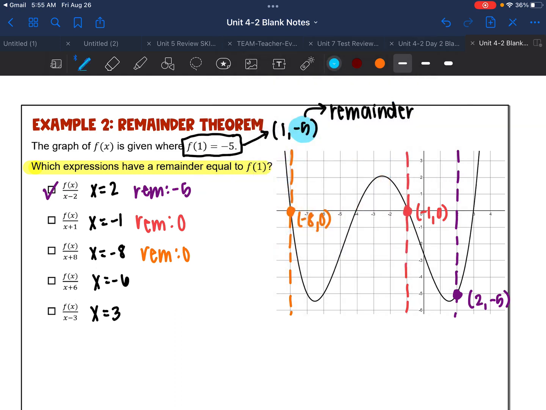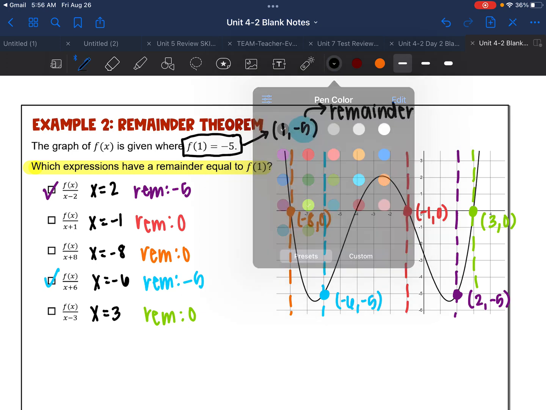We've got -6, which is here. That point is -6, -5, which means the remainder is -5. That does match our given remainder or given function notation, so we are going to check that one. And then lastly, we have x equals 3. That would be here. You can see that is 3, 0. So the remainder would be 0. So we're not going to check it.